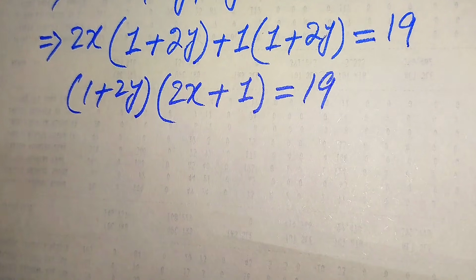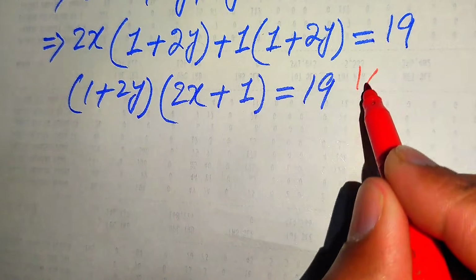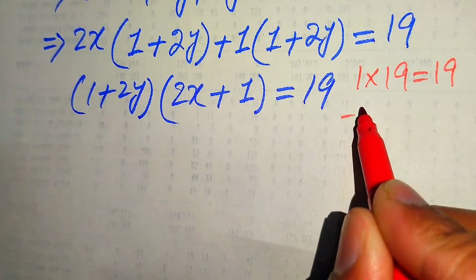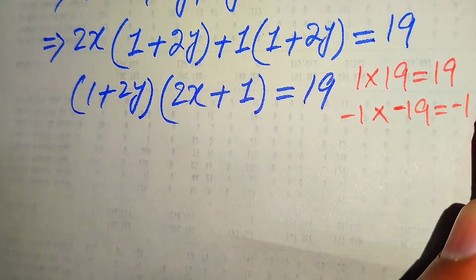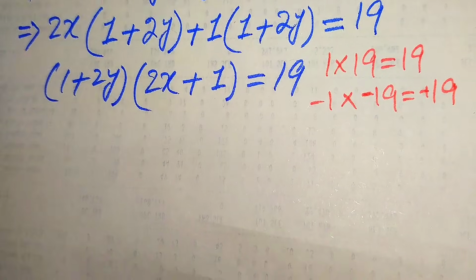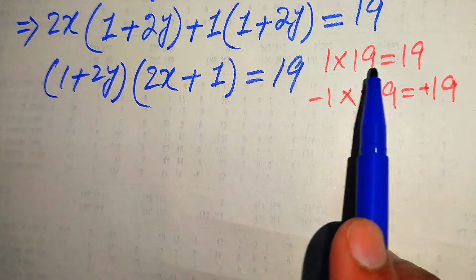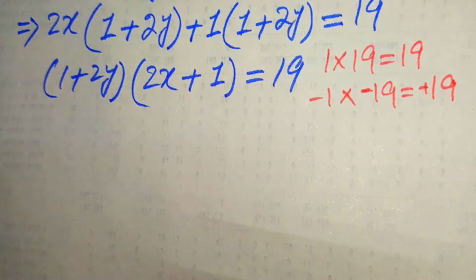So here we find any integers whose product becomes 19. The possibilities are 1 multiplied by 19 equals 19, and minus 1 multiplied by minus 19 also equals plus 19. It means that we have two cases to solve this problem. These are the two pairs, and we compare these two factors with these two numbers.